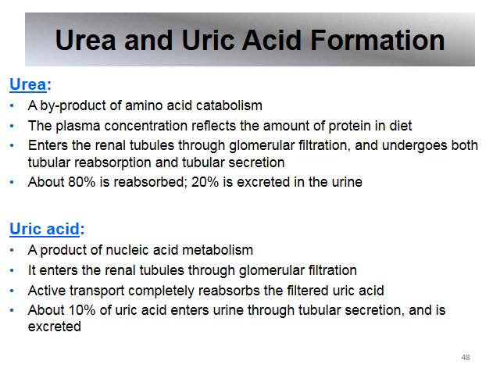Okay, so urea and uric acid formation. Urea is the byproduct of amino acid catabolism, which is the breakdown of different proteins, and it will enter the tubule through glomerular filtration, and it will also be partially reabsorbed and partially secreted. About 80% of urea is reabsorbed, and about 20% is going to be excreted in the urine. Uric acid is from the breakdown of nucleic acids, which would be genetic material.